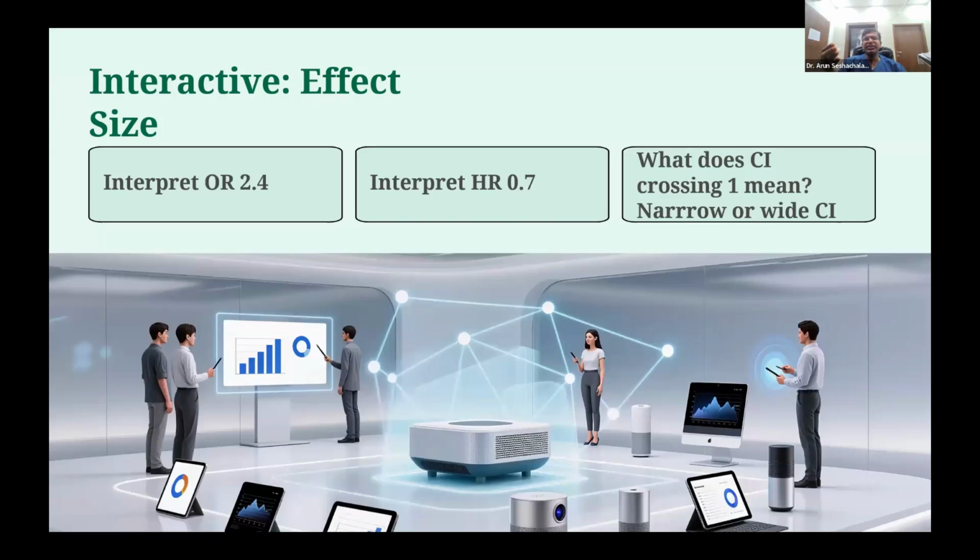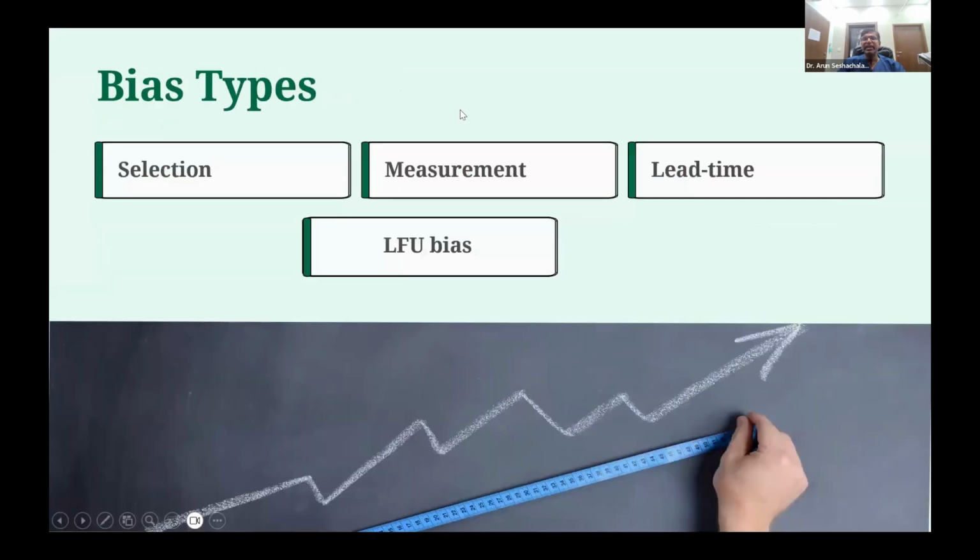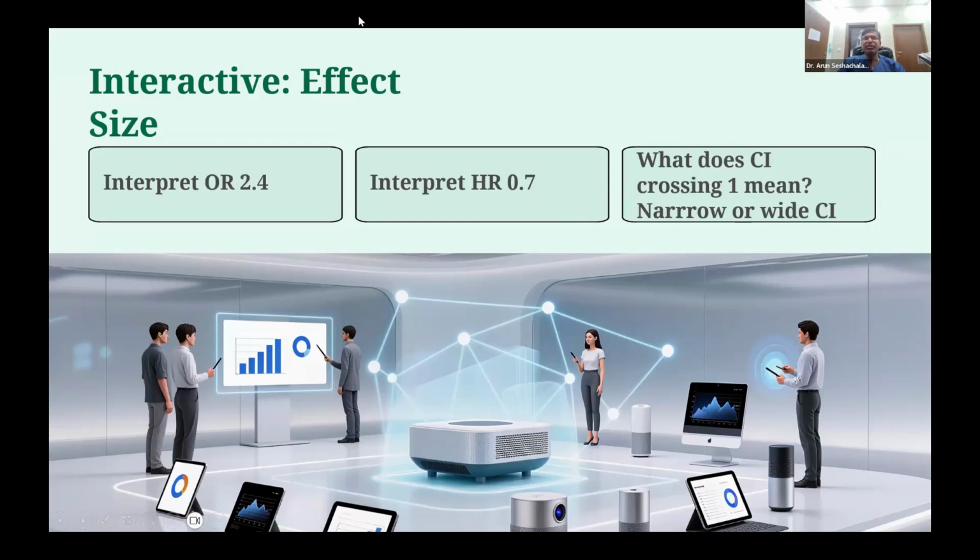Just interpret an odds ratio of 2.4. What does it mean? This is the effect size. Tell me in the chat box, what does this really mean? Odds ratio of 2.5, what does it mean? Which study do you generally do, and what does 2.5 really mean to you in your clinical practice? If one study has said OR is 2.4, what does it really mean? Just type in your chat box.